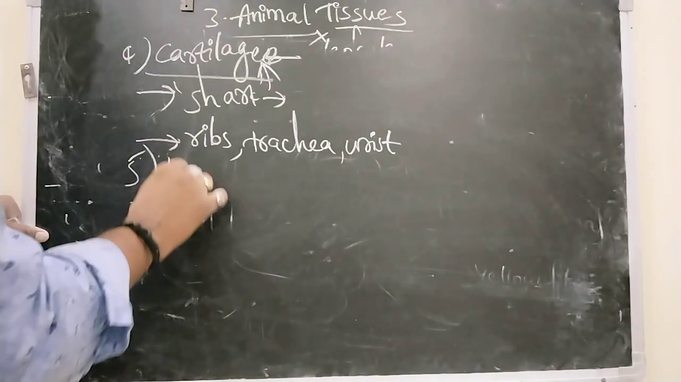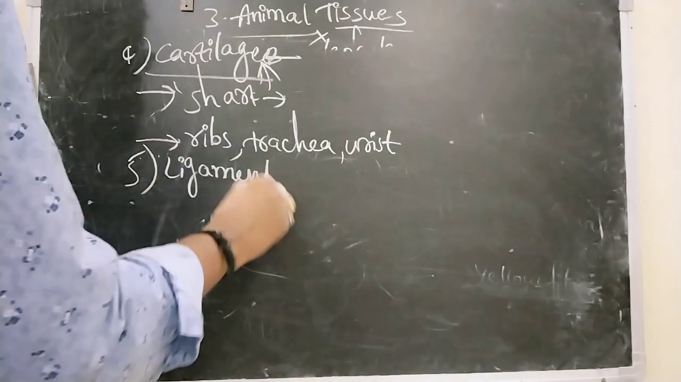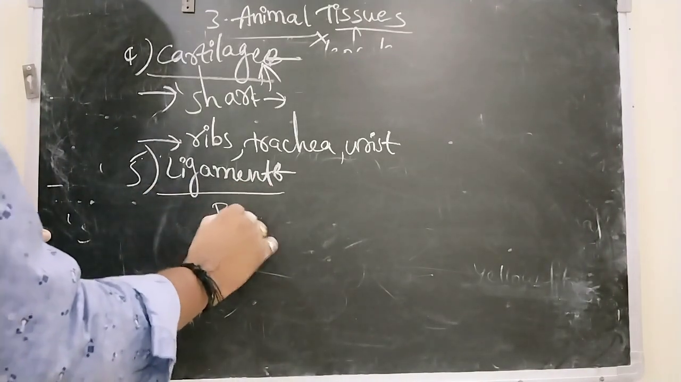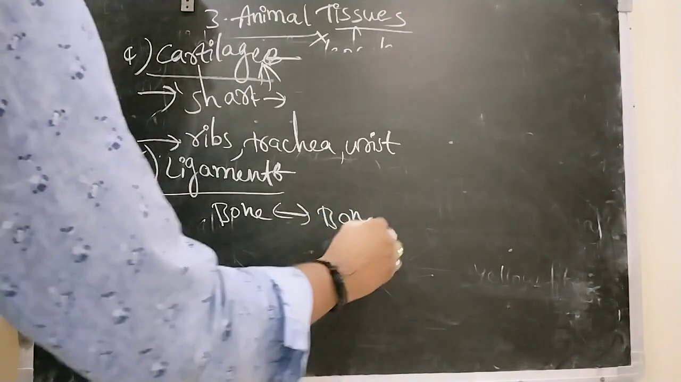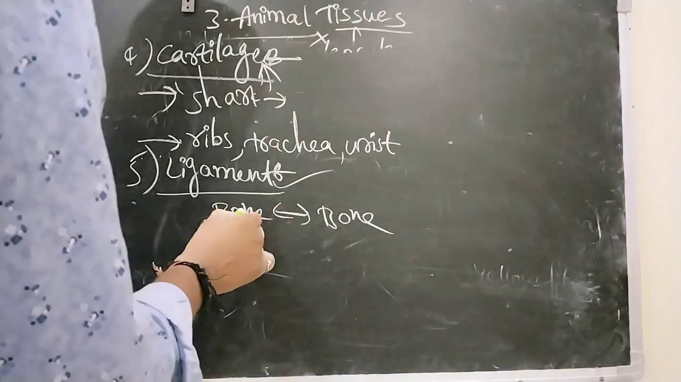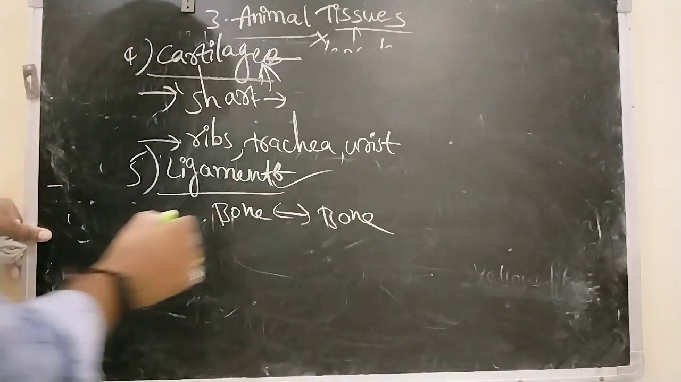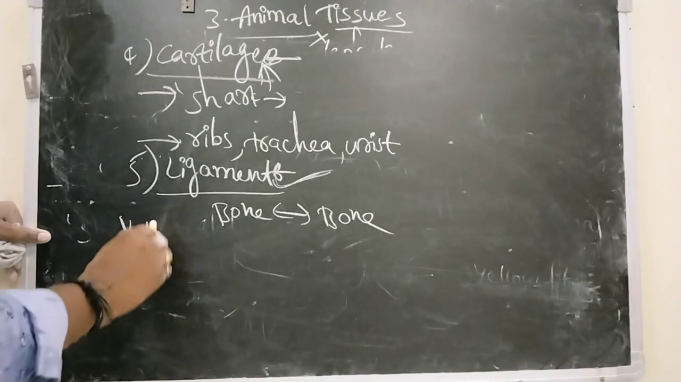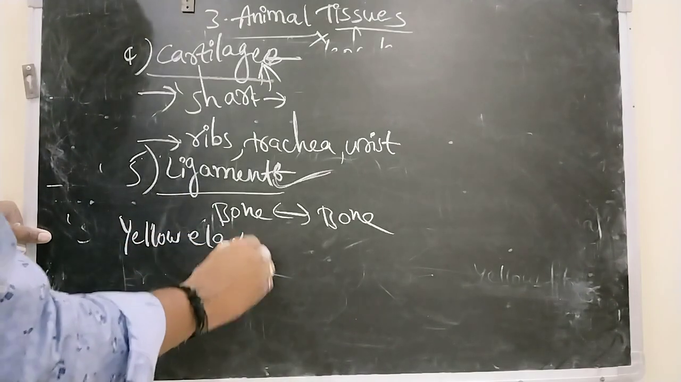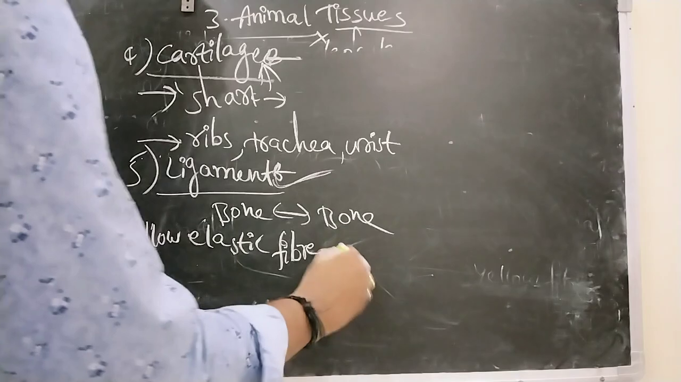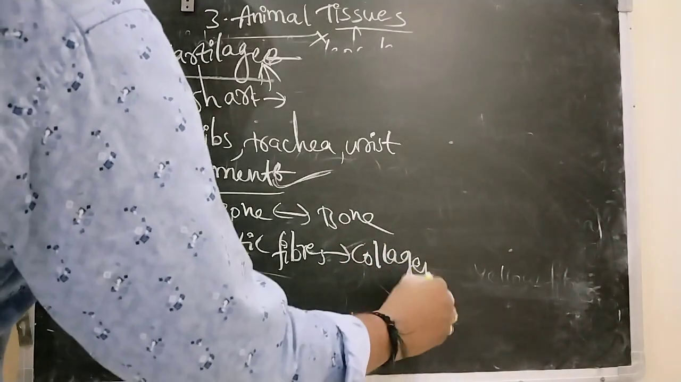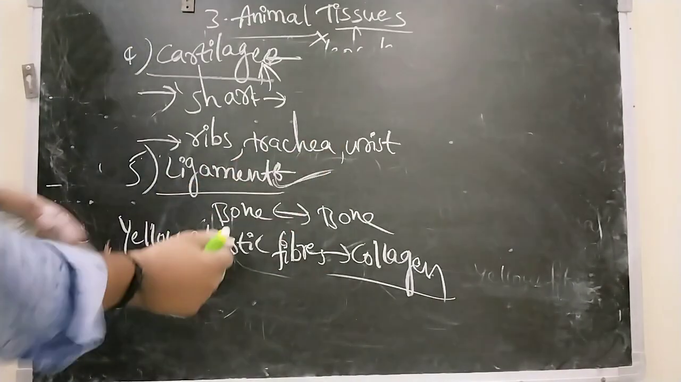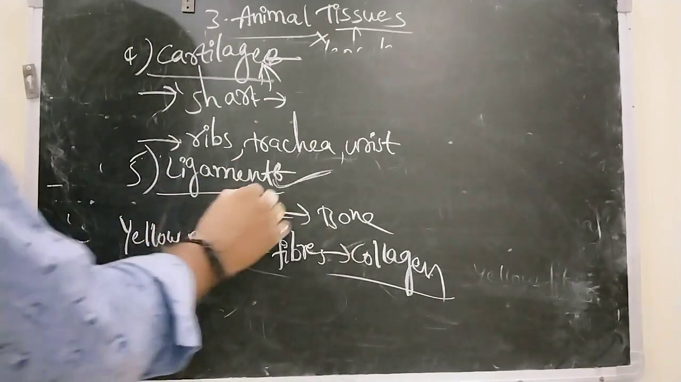Next, the fifth one, ligament. Ligament is a type of connective tissue present at joints where two bones are connected. Bone to bone connection is because of ligament. That is the function of ligament, and it is made up of yellow elastic fibers, which are made up of a substance called collagen.